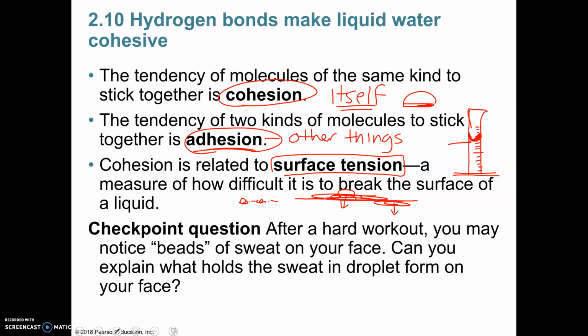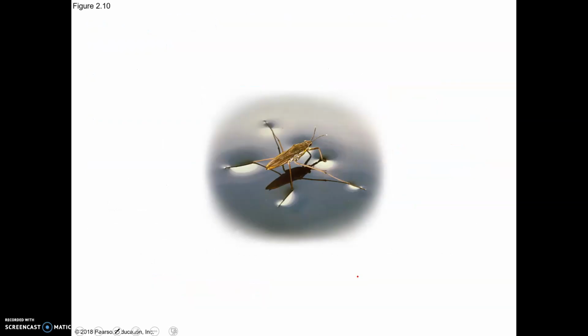And so the checkpoint question, beads of sweat on your face, well, it's stuck to your face because of adhesion, because that's water sticking to something else, the water sticking to your face. Now, technically, why does it form a droplet? That would be the cohesion, the water sticking to itself. So cohesive, it sticks to itself. Adhesive, it sticks to other things.